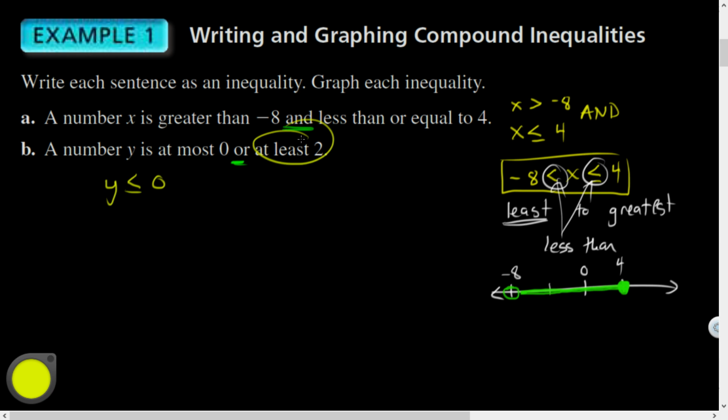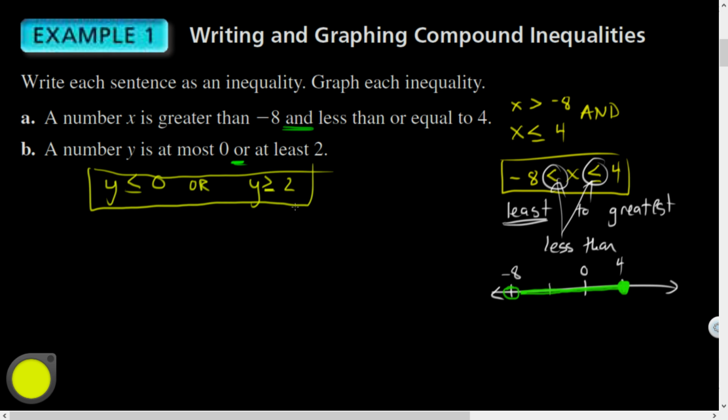And then how do I interpret this if I have y is at least 2? All right, if it's at least 2, that means it can equal it, and it's got to be bigger than that as well, right? Bigger than or equal. So now this is how I'd write an "or" compound inequality. I don't have a way to write them all as one, like I did with the "and." And when I graph these on a number line, "or" will be shaded away from one another, okay? So I'm going to have, let's see, 0 and 2 are my points of interest here.